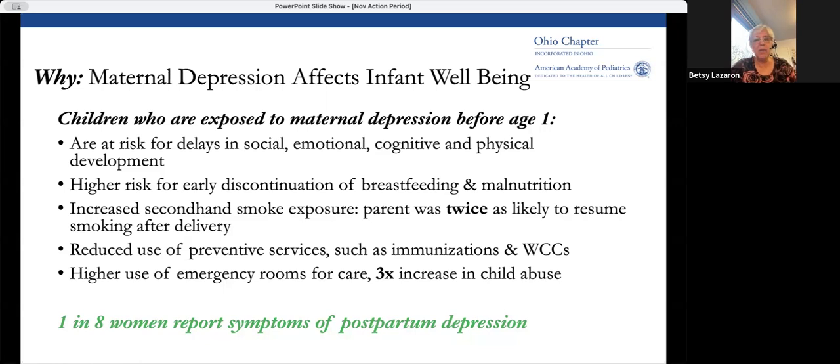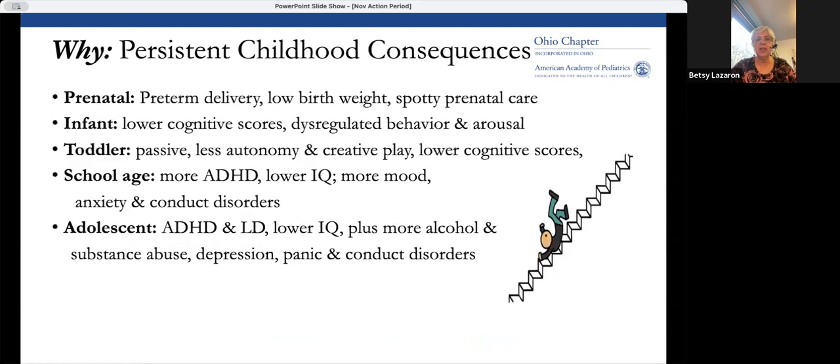And this is common. 1 in 8 women report symptoms of postpartum depression. Next slide. And there's a downhill cascade of events that happen with this. Prenatally, there are some adverse outcomes with pregnancy: spotty prenatal care, low birth weight, preterm delivery. The infant has dysregulated behavior, more problems with arousal and inability to self-soothe. A toddler tends to be passive, has less autonomy, and interestingly, lower cognitive scores.